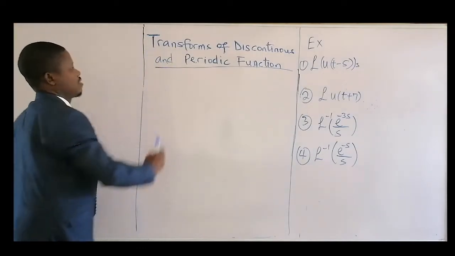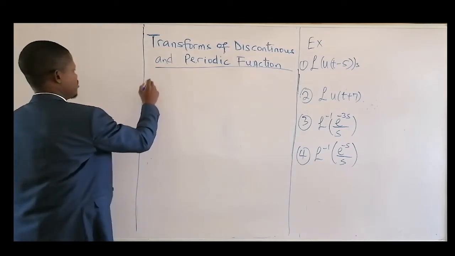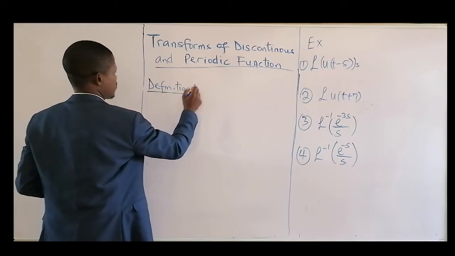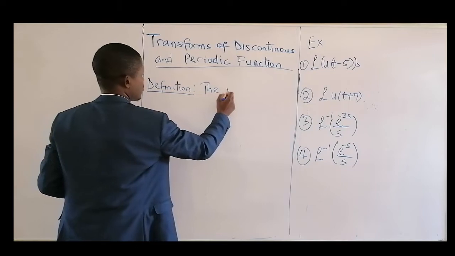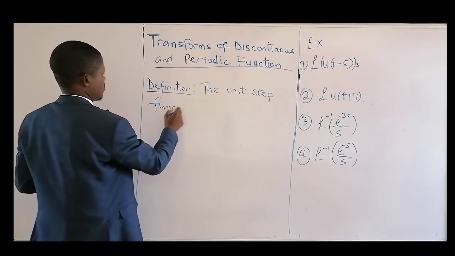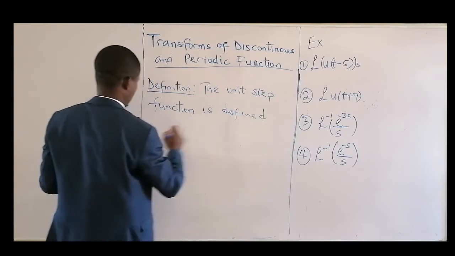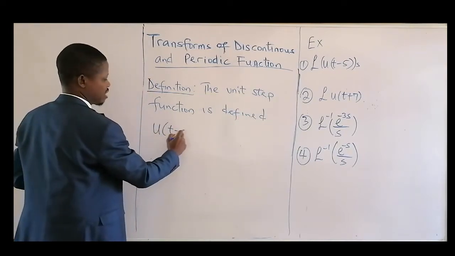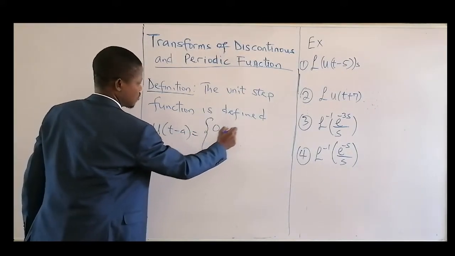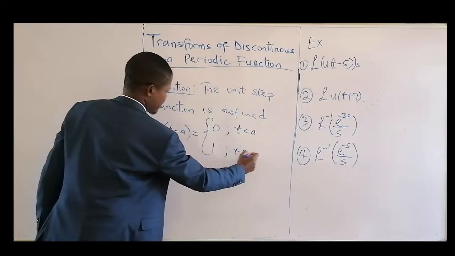We are looking at the transforms of discontinuous and periodic functions. And then we want to look at the definition of the unit step function, which is defined as u(t minus a). It is equal to 0 when t is less than a, and it's 1 when t is greater than a.